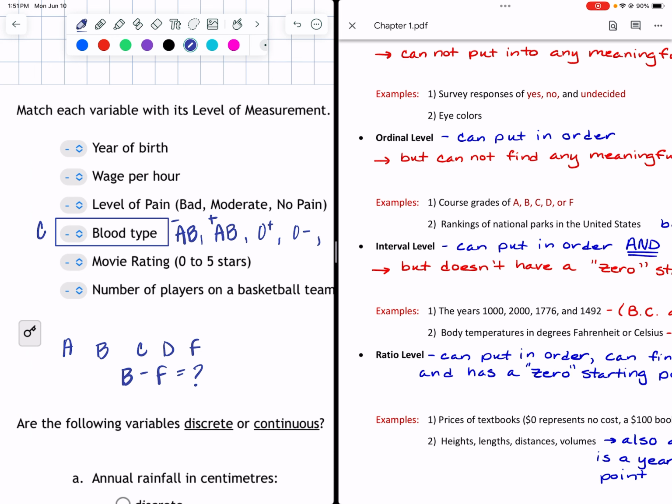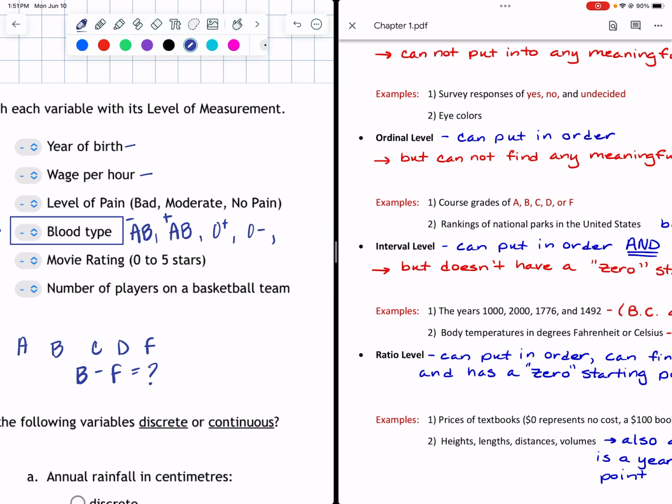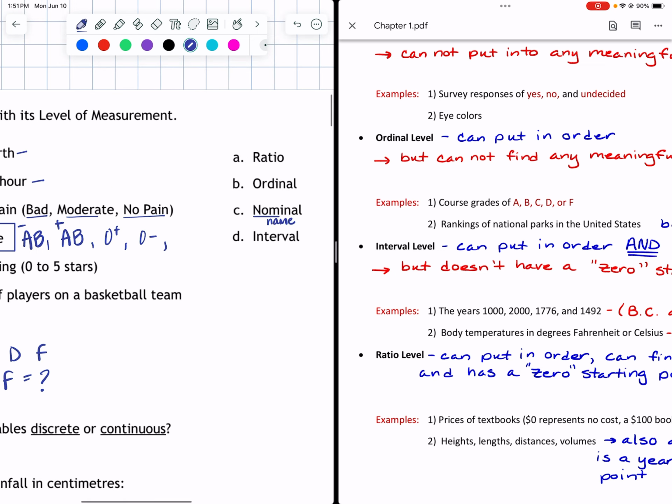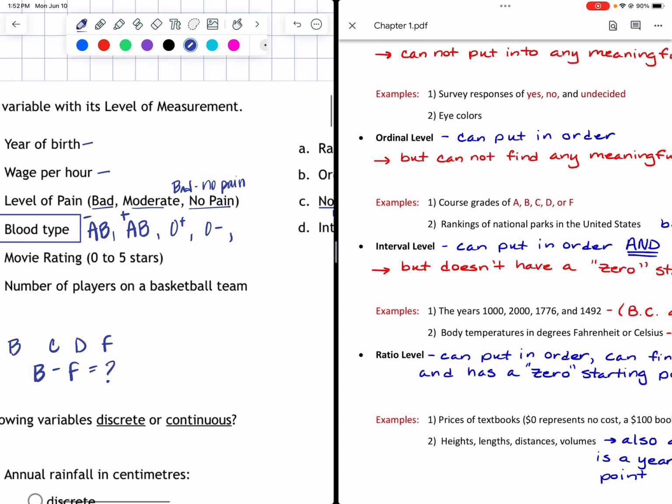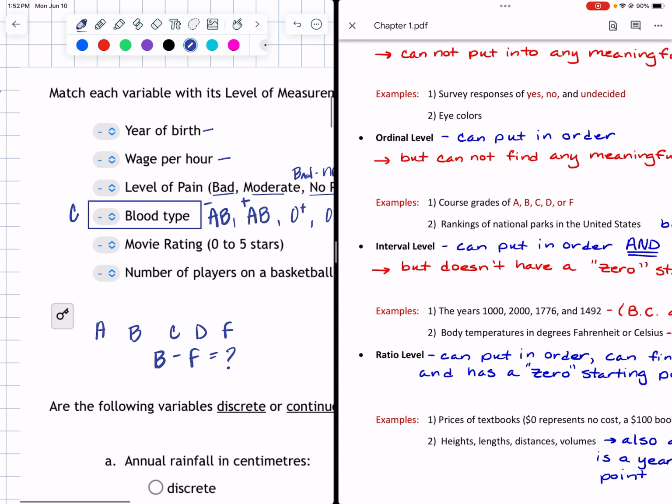If I go through here, the year you're born, that's only 1 year. I can't really put that in an order anywhere. Wage per hour is only 1 wage. Level of pain. So I've got bad, moderate, or no pain. So those I can put in order of severity. But if I try to do bad minus no pain, that makes exactly 0 sense. So I think right there for level of pain, we definitely have an ordinal level, and that's B.